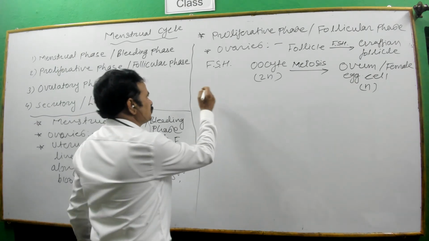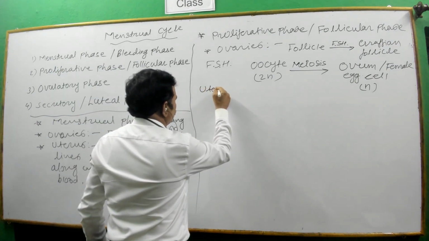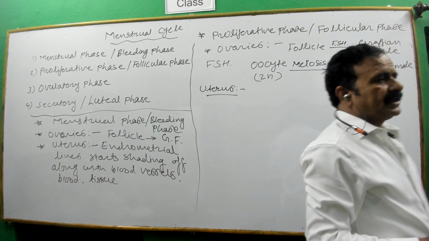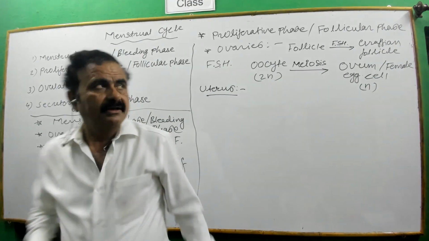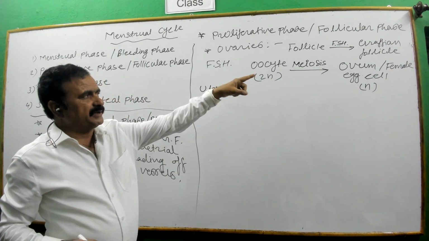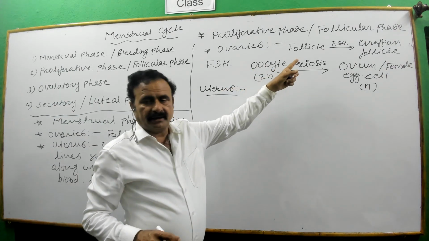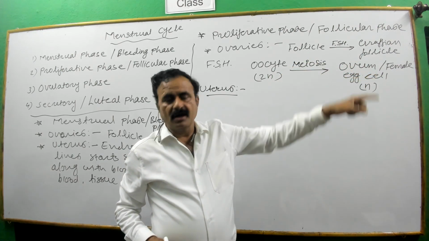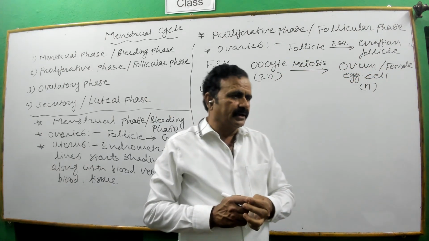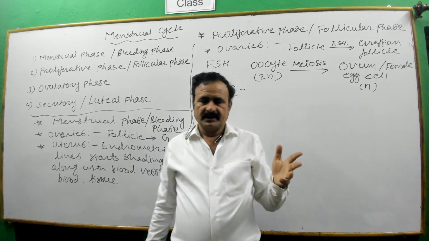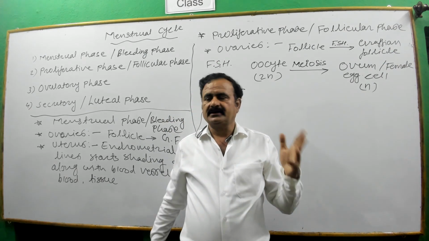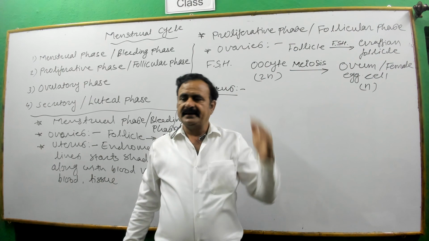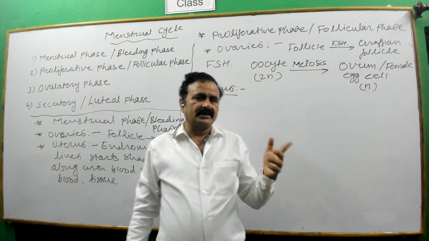And what kind of changes take place in the uterus during this follicular phase or proliferative phase? क्या changes होते हैं बच्चों in this stage? The follicle, under the effect of FSH, is converted into a Graafian follicle. All of you know that the Graafian follicle has two coverings called theca, theca externa and theca interna. And below the theca interna, one more layer of cells is present, called the granulosa cells.